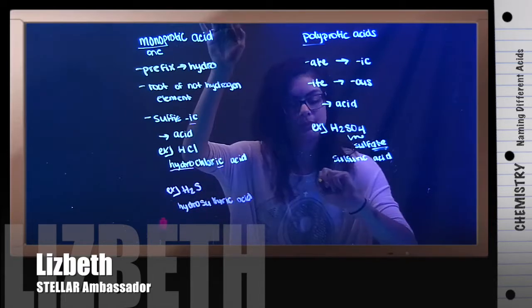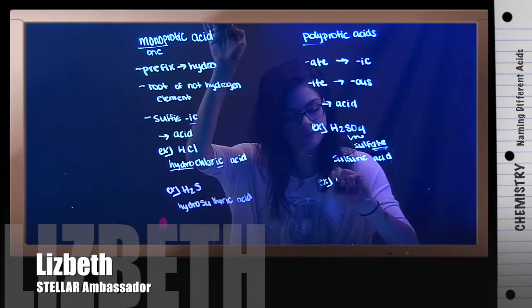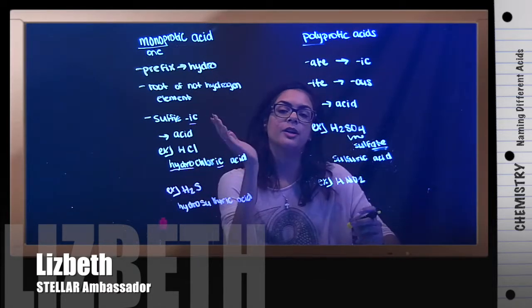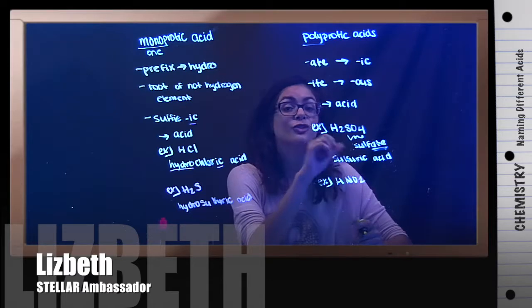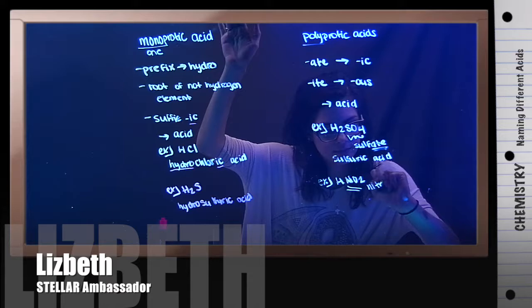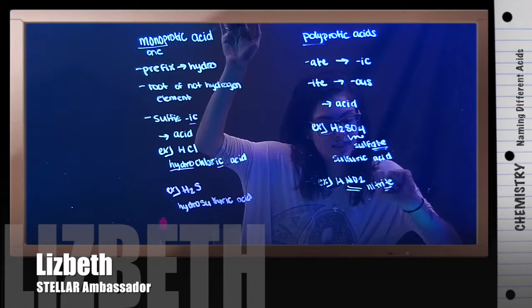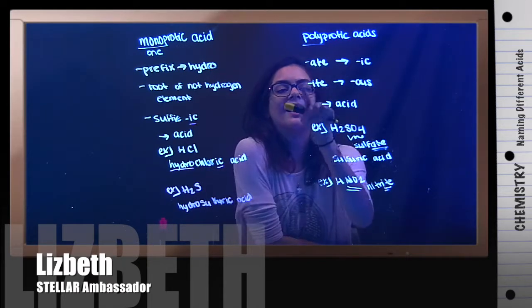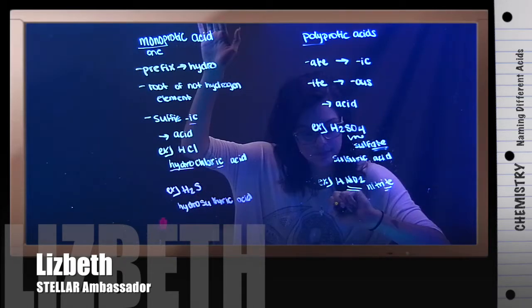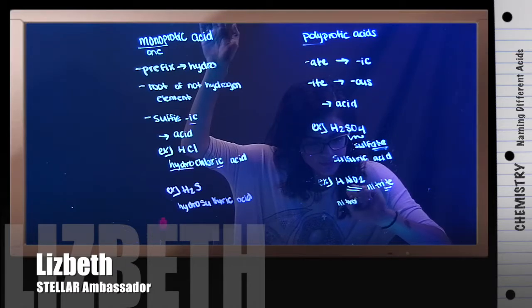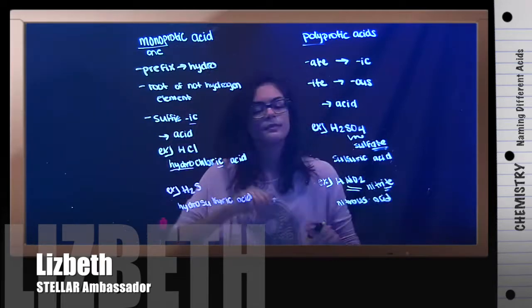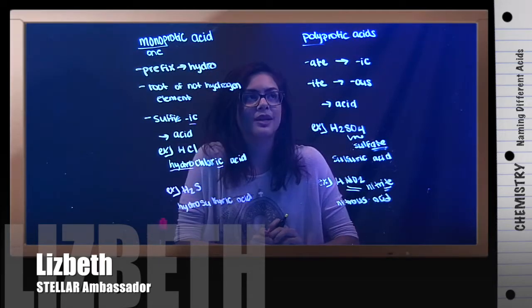Let's do another example. Here, knowing your polyatomics, you would know that this is nitrite. And it ends in -ite. So when we look up here, we know that -ite is going to change to -us. So this would be nitrous acid. And that's how you name your polyprotic acids.